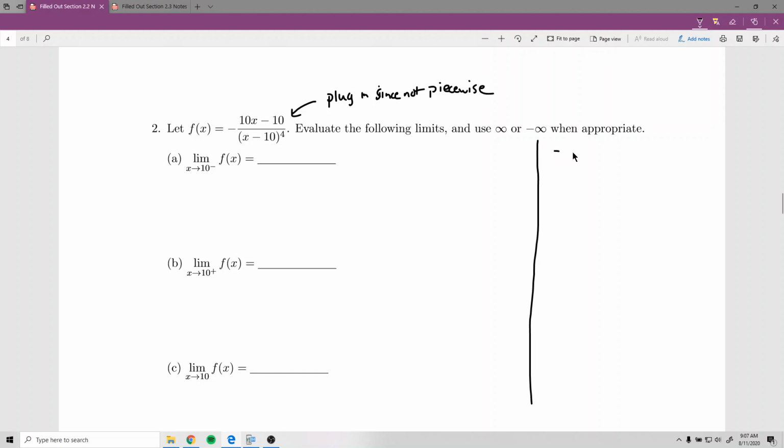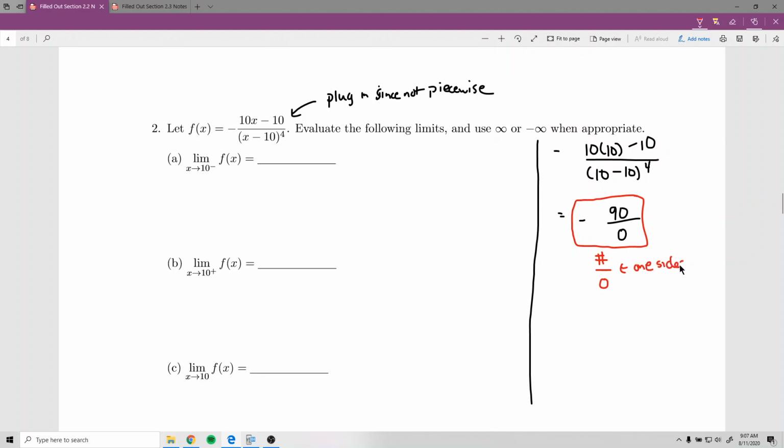So we got negative in front, then we got 10 times 10 minus 10, a whole bunch of 10s, over 10 minus 10 to the fourth. So on the top, 10 times 10 is 100, minus 10 is 90. On the bottom, 10 minus 10 is 0, to the fourth is 0. And same thing as last time, probably not a surprise for what we're working on right now, but this is a non-zero number over zero, which means the one-sided limits are infinite.